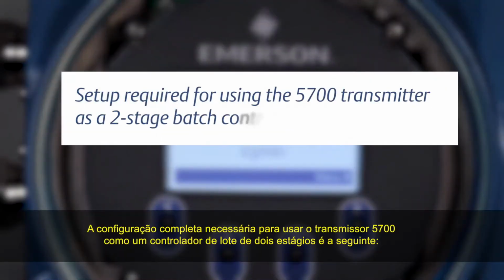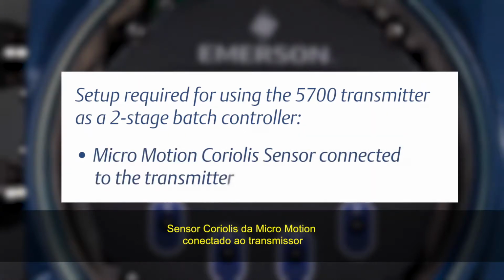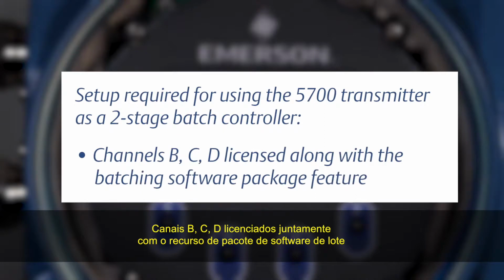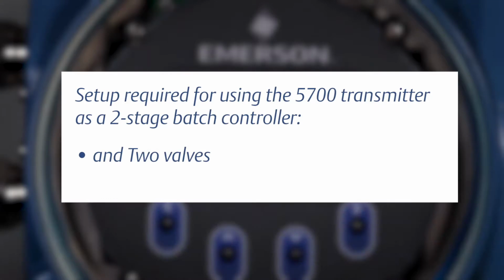The complete setup required for using the 5700 transmitter as a two-stage batch controller are the following. 5700 config I/O transmitter with Transmitter Software 2.0. MicroMotion Coriolis sensor connected to the transmitter. Channels B, C, D licensed along with a batching software package feature. A MicroMotion Model 3100 relay unit or other suitable relays. And two valves.